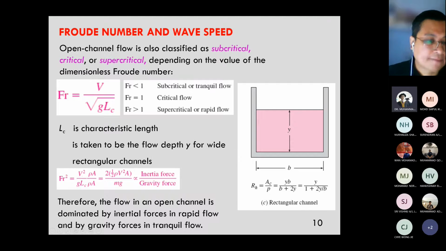So if you measure longer, it means the Lc measurement is higher. So the Froude number will be inversely related to the Lc. Okay. What is the meaning? Where does the Froude number come from? Froude number is a comparison ratio between the inertia force and the gravity force.